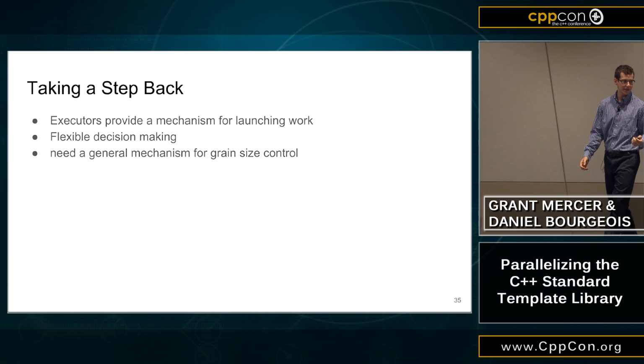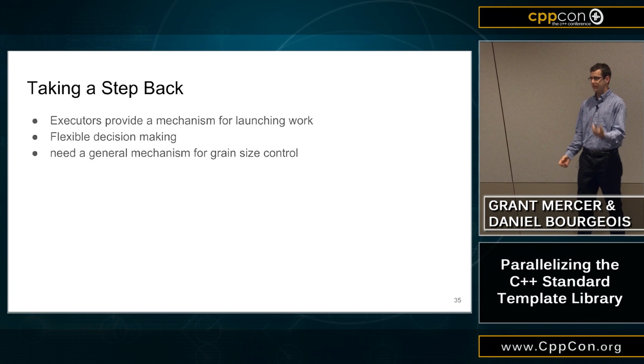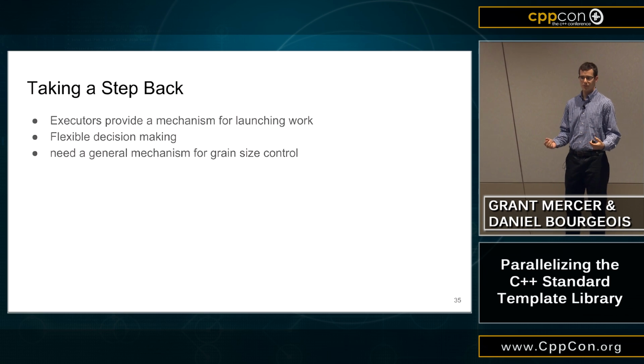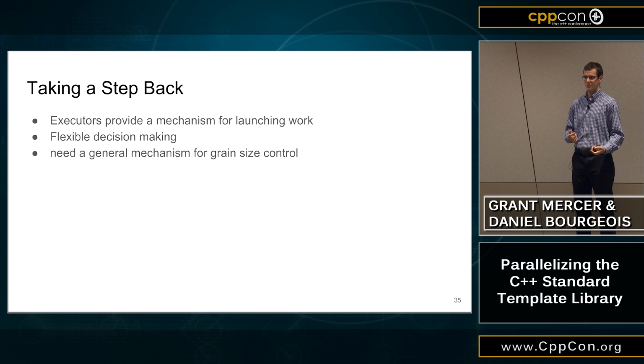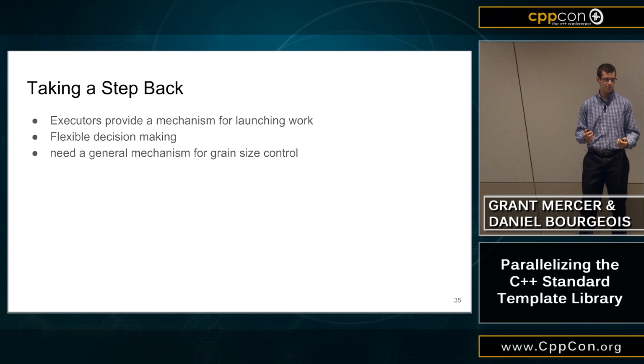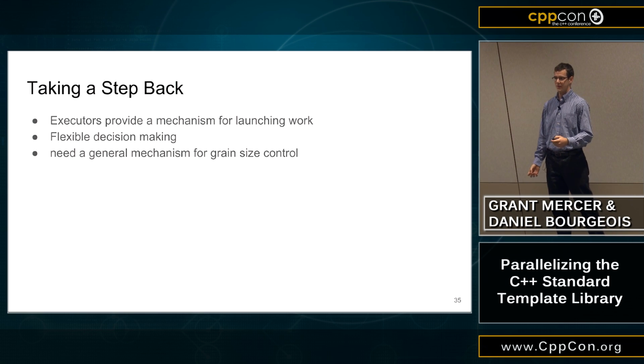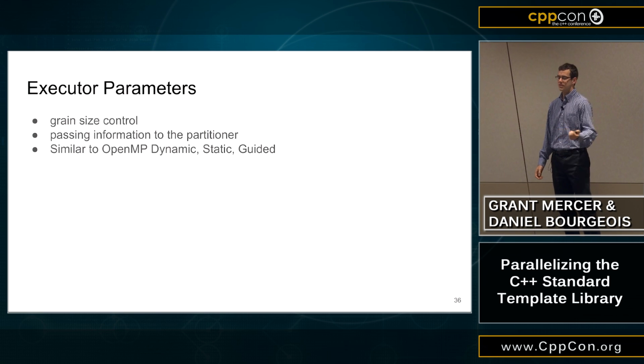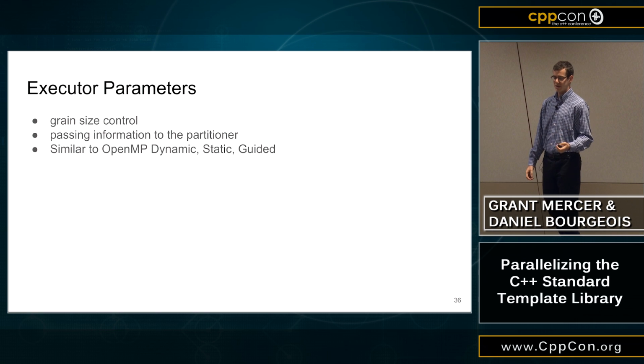So taking a step back, through N4406, we have defined a way for launching work. Through the information traits, we can have flexible decision making, but we still haven't defined a general mechanism for grain size control when we break up that work to be done in parallel. And this was done with the execution parameters.